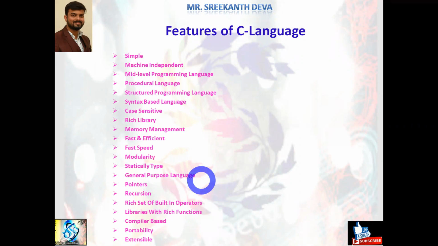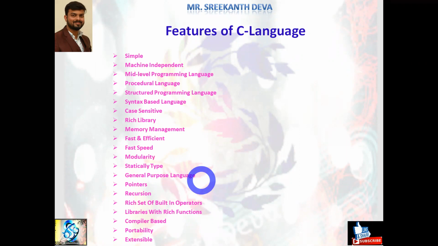C has modularity. Major problems are divided into sub problems. Also, we can maintain separate files, and whenever required, we can include those files in a particular application. C is a statically typed language, a general purpose language, with pointers, recursion, a rich set of built-in operators, and it enables several inbuilt libraries. C is a compiler based language. C is portable. Once we write the source code, it is not required to write it again for different platforms. We can carry that source code from one platform to another, where we can compile and run the applications. And C is extensible in nature.